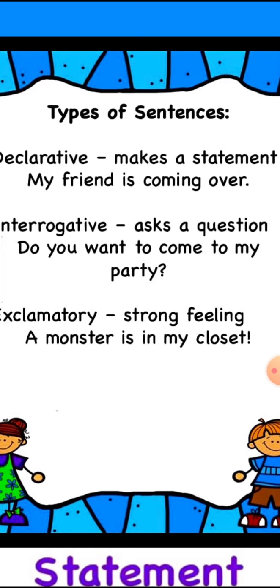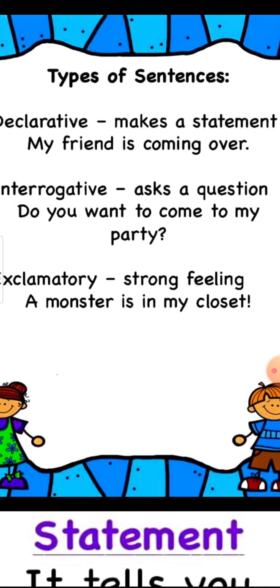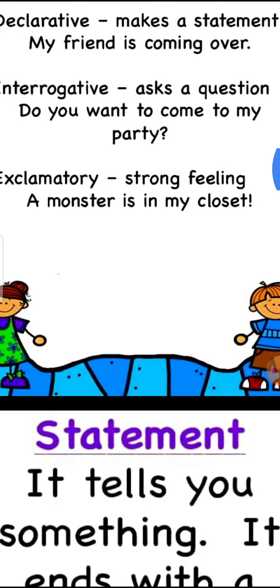Third type of sentence is exclamatory sentence. In an exclamatory sentence, you have to express some strong feelings, ideas or thoughts. Here the example given is, a monster is in my closet. Or we can say, wow, you have won the match. Hooray, we have won the match. When we express this type of feelings, that type of sentence is known as exclamatory sentences.